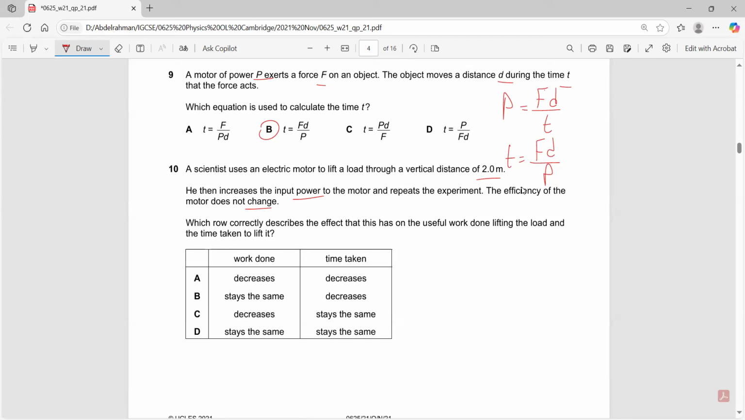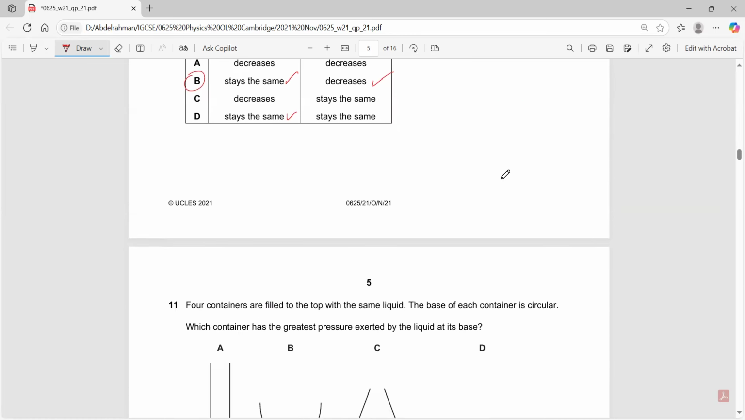It stays the same. Why? Because it's the same distance. Okay? It's the same load and the same distance. What about the time taken? If you increase the power, then the time taken would decrease. Yes.